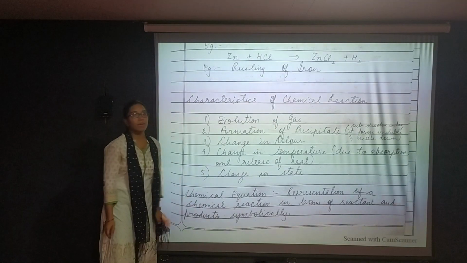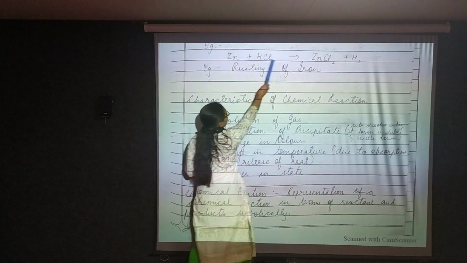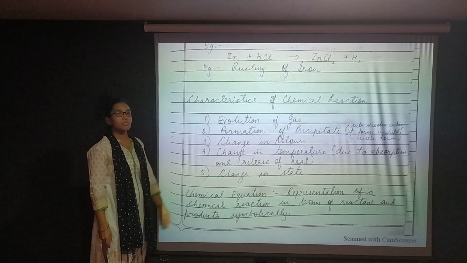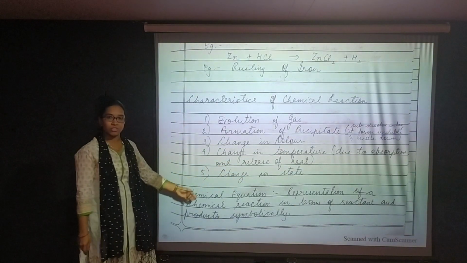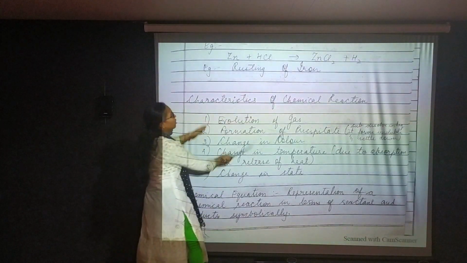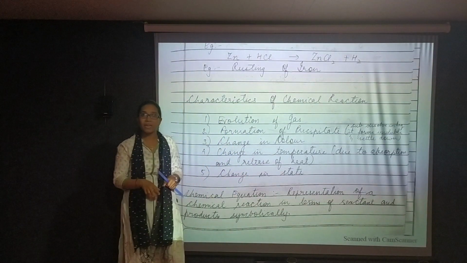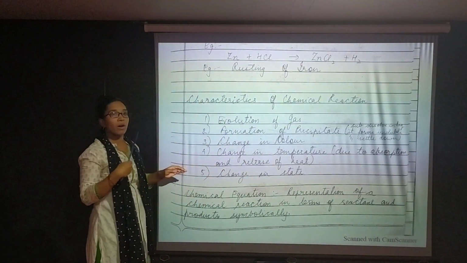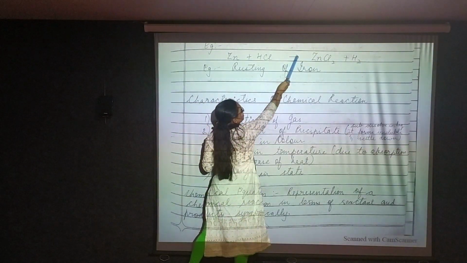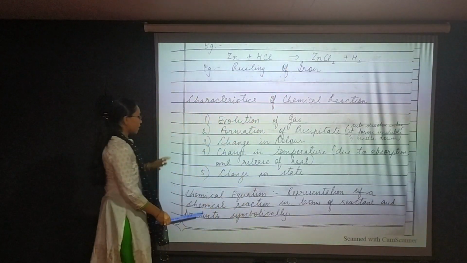Now next is chemical equation. What is a chemical equation? This is an equation: Zn, HCl, you will get ZnCl2 plus H2. An equation is a representation of a chemical reaction in terms of reactant and product symbolically. As I told you, this is the reactant and this is your product. Whatever you are combining is the reactant, and whatever result you are getting will be your product. This arrow symbolizes what happens after the reaction.